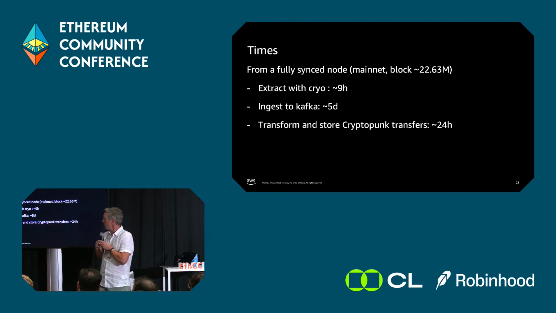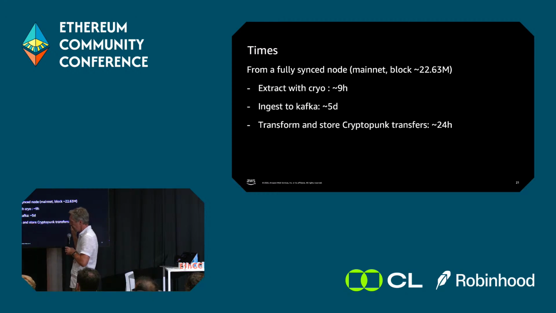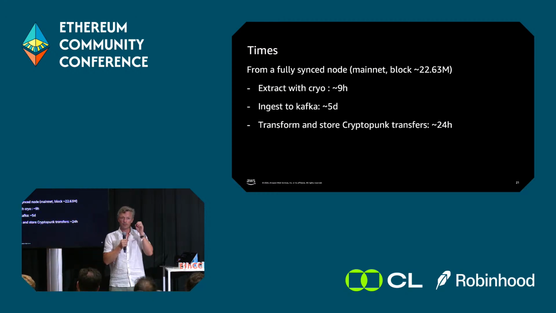And then transformation and storing CryptoPunk transfers takes about a day or so for the existing chain. Just to give you an idea what that does, this whole thing basically goes through every single log that has been generated since Genesis and extracts the punk transfers from it. As you can imagine, we have 22, 23 million blocks or so, possibly 100 transactions or so, and maybe 2 or 3 logs per transaction. So we are in the billions of log events that are stored in Kafka that we need to go through if you want to do that. So that's why it takes so long.